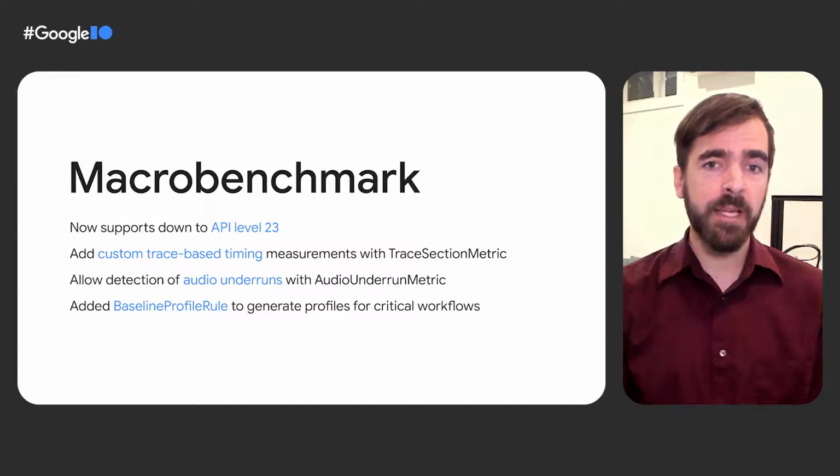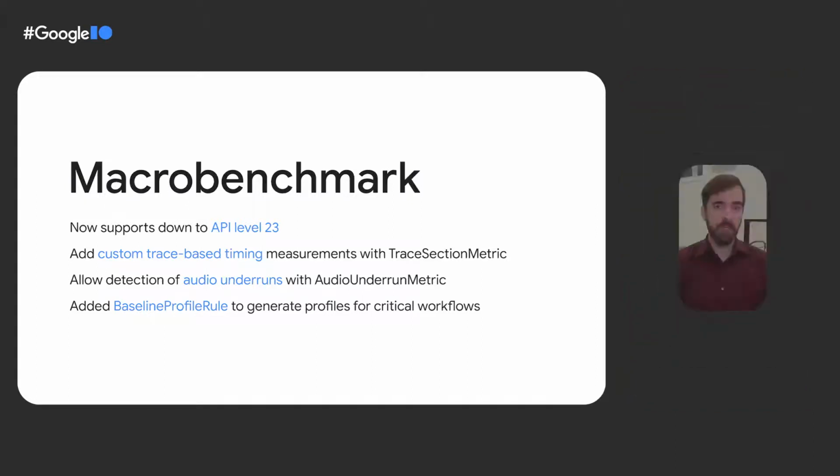Recent updates to the library have greatly increased testing speed and added several new experimental features, including custom trace-based timing measurements using trace section metrics, which allows developers to benchmark specific sections of code, audio underrun metric, which enables detection of audio buffer underruns to help understand audible jank, and baseline profile rule, which can generate profiles to help with runtime optimizations that we've just described.